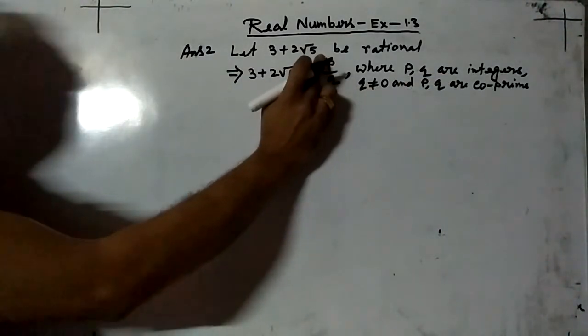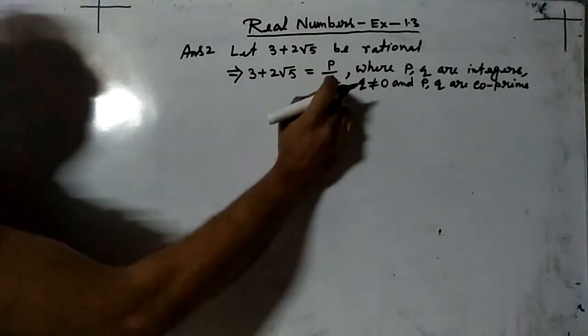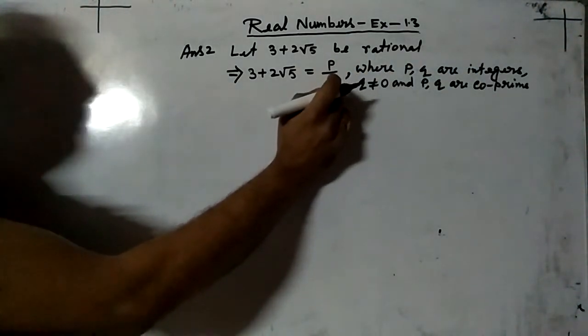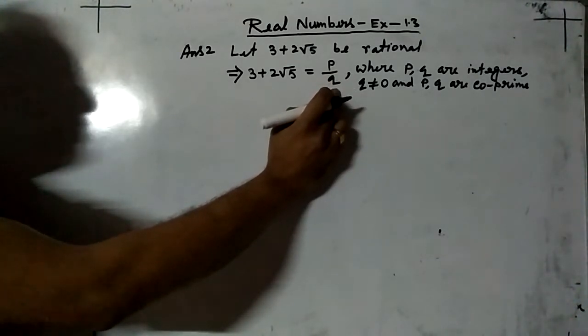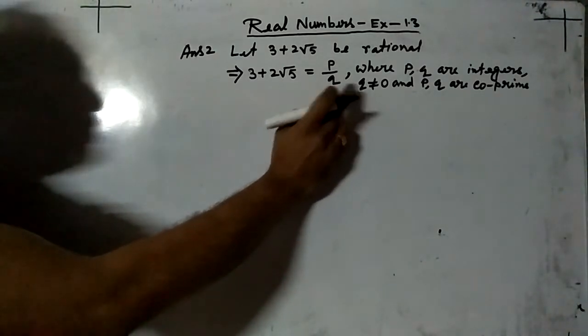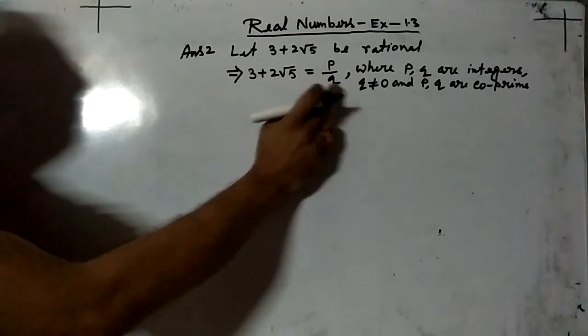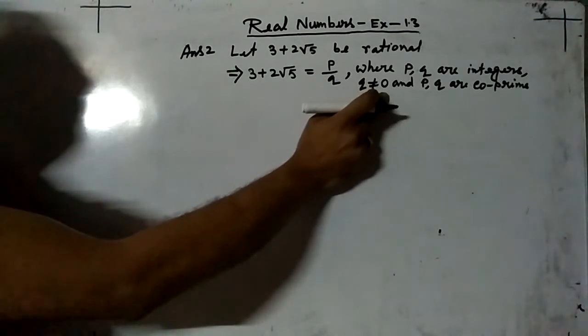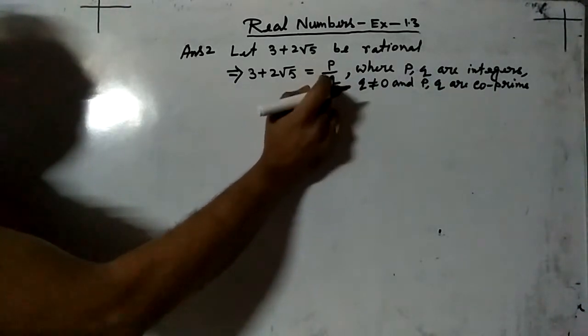If it is a rational number, then its form will be p by q, where p and q are both integers. Integer means numbers like 0, 1, 2, 3, 4, 5, minus 1, minus 2, minus 3. All these numbers are integers. q should not be 0. If q equals 0, then it will be an undefined number. So q not equal to 0. And p, q are co-prime, that means there is no common factor between p and q.